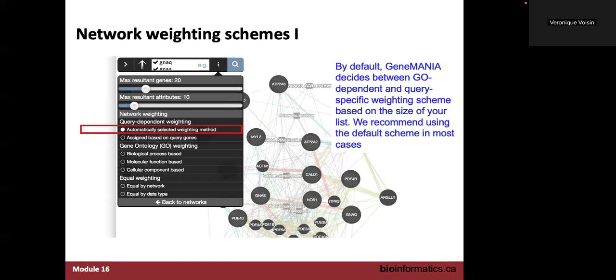function prediction. So it is GO dependent, meaning that we'll have the genes in the query list, and we will look if these genes in the query list are connected using pathways, and then all the networks that are connecting the genes from the same pathway will have more weight. So this is for the function prediction, but there are many other options for the weight.